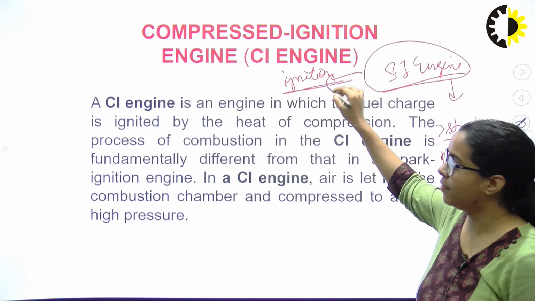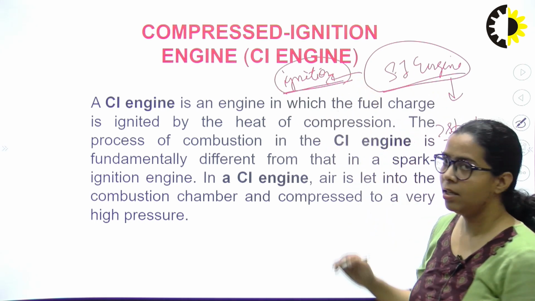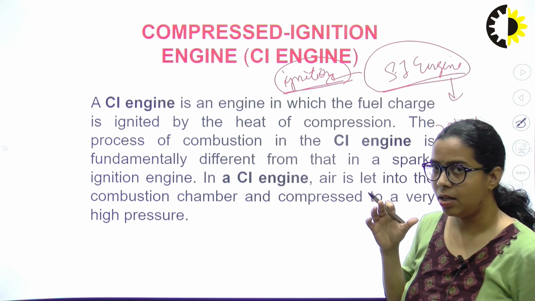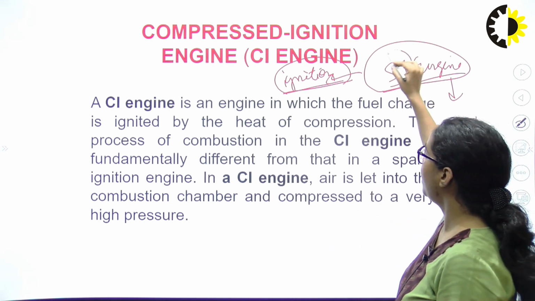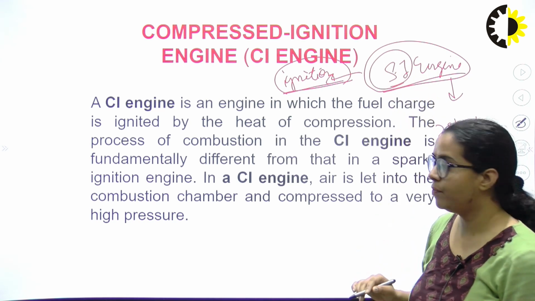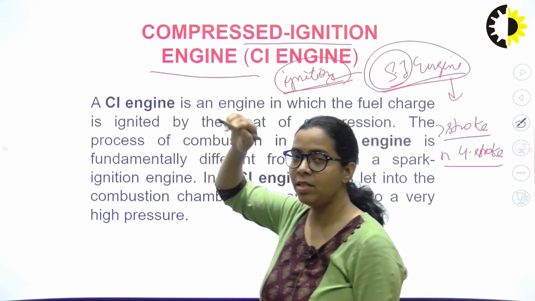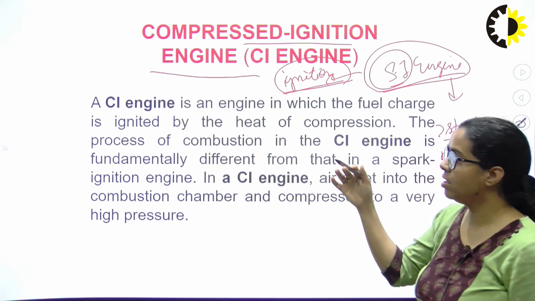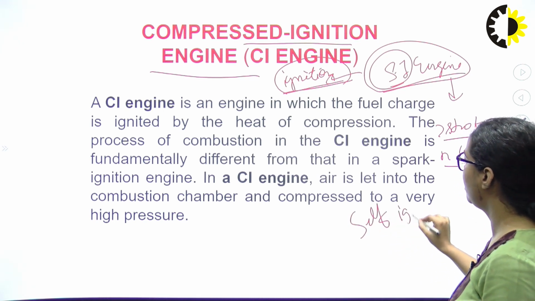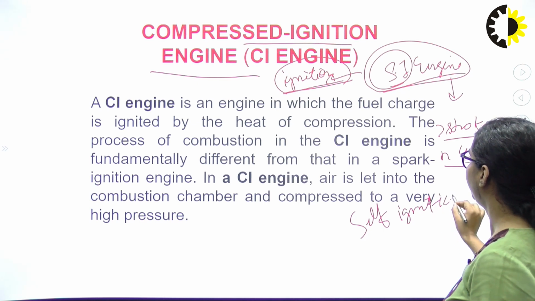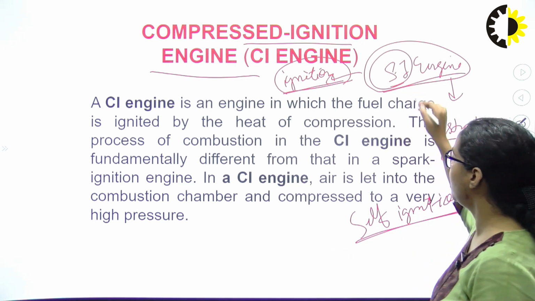The fundamental difference between SI and CI engine is how combustion is initiated in the SI engine or CI engine. In SI engine, a spark plug is used for igniting or burning the fuel, but in a compression ignition engine, the air is compressed, the temperature and pressure inside the cylinder are raised, and self ignition of the fuel is done in the CI engine. This is self ignition. This is the main difference between SI engine and CI engine.